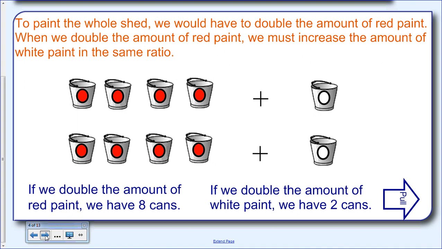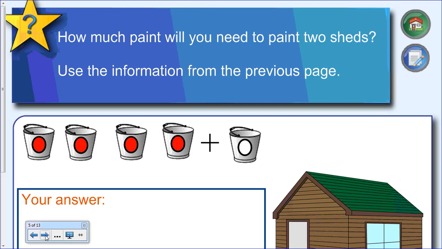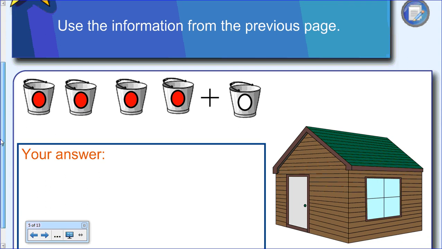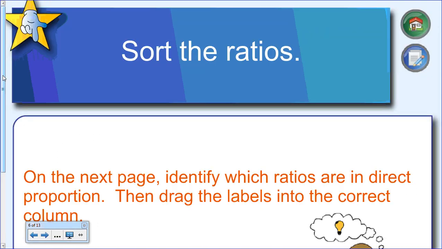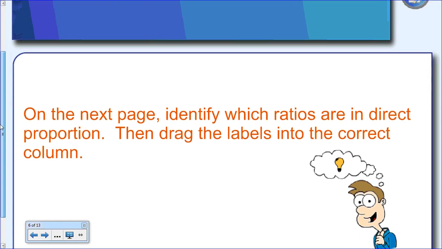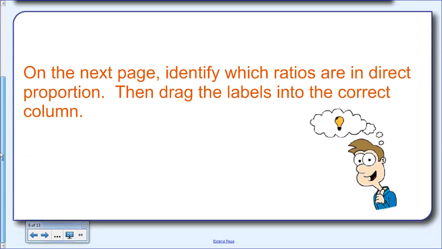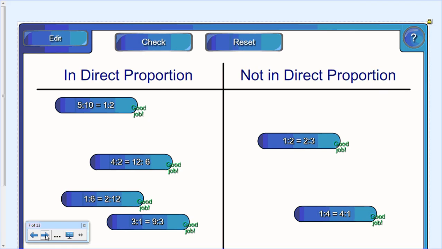So in other words, in the long run, if you wanted to do all 4 walls of the shed, you'd need 8 cans of red and 2 cans of white to stay in direct proportion. You're with me so far? Good stuff. All right. So let's get an idea of some of the ways you can play with this a little bit, okay? So we're going to do some ratios and see if we could figure out which ones are in the right columns. We did this in class too, and we worked it all the way through.